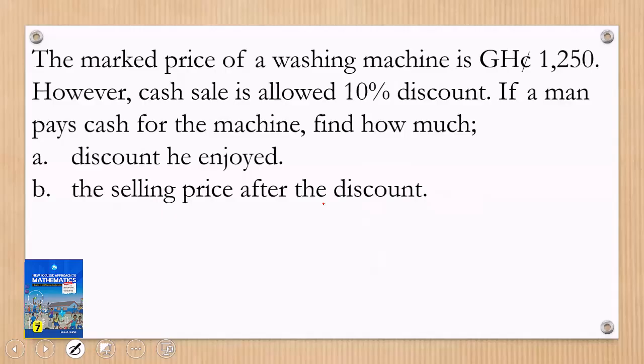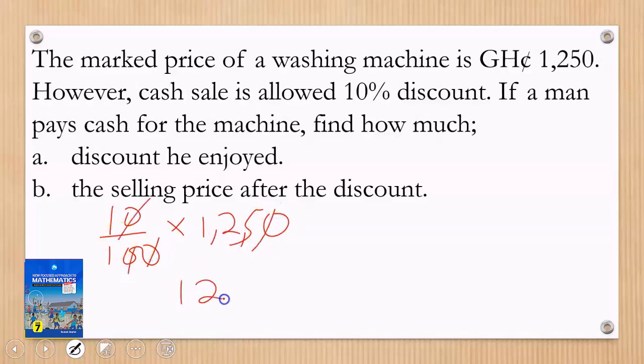The mark price of a washing machine is 1,250 Ghana cedis. However, a cash sale is allowed a 10% discount. So if a man pays cash for the machine, how much discount did he enjoy? As they say they are giving you 10% discount, you do 10% times the original price, which is 1,250. Upon simple calculation, I have my answer to be 125. What it means is that I'm going to get 125 free for buying the washing machine.